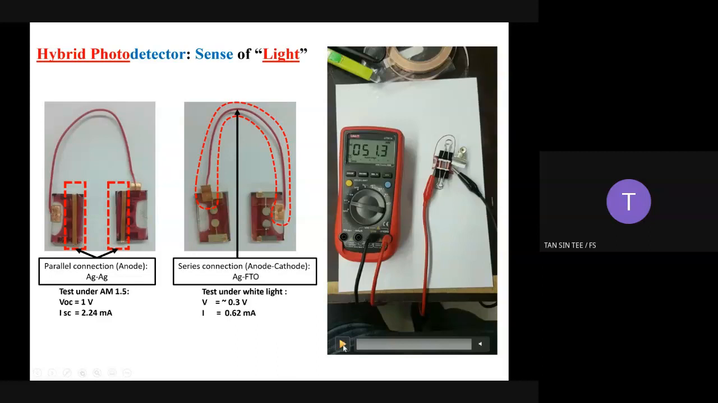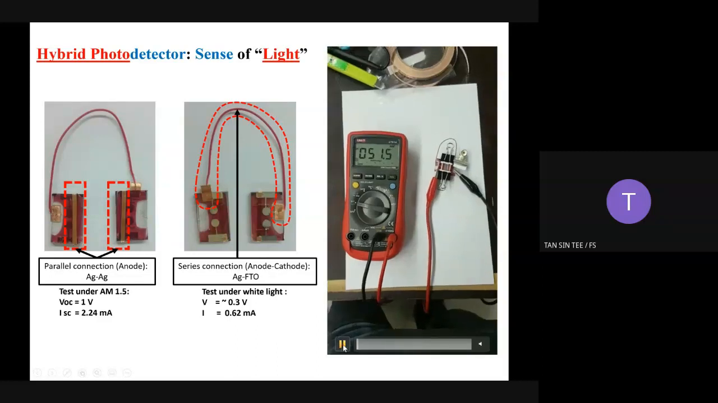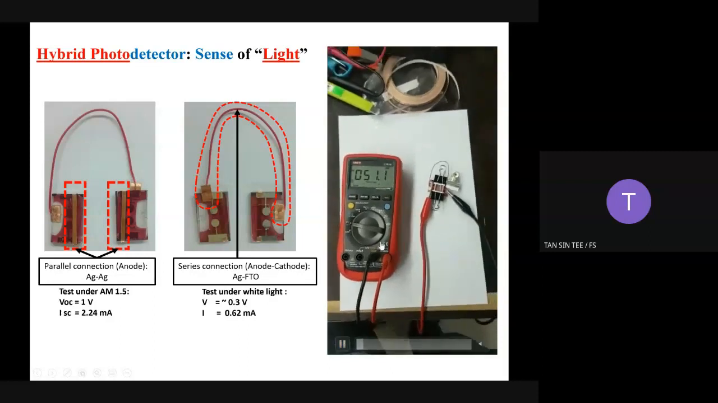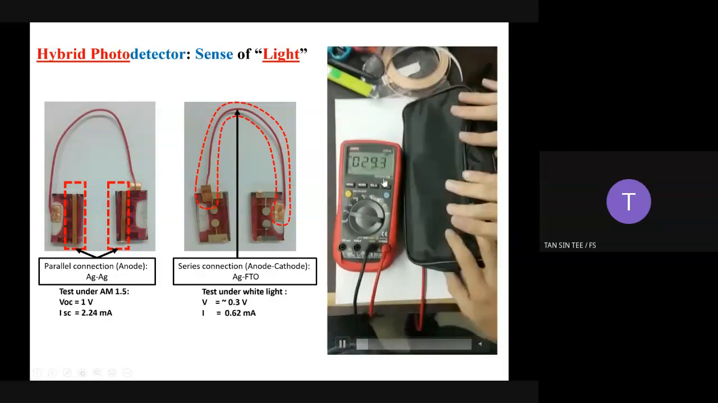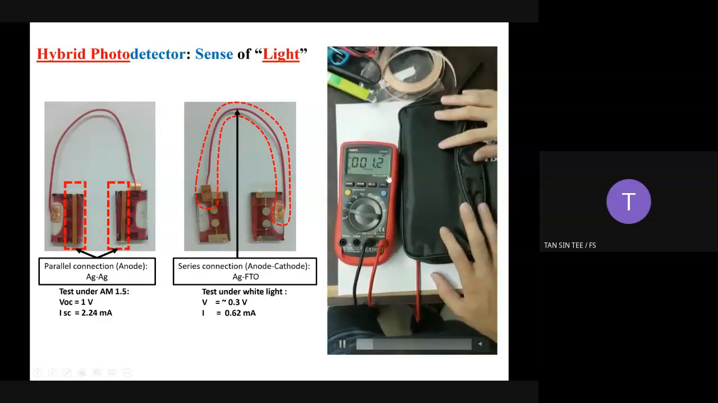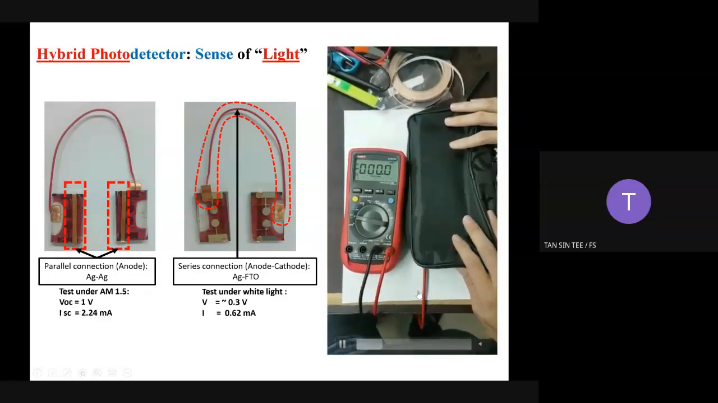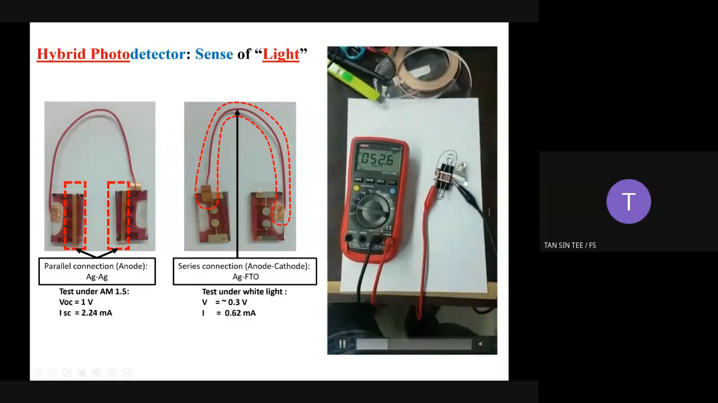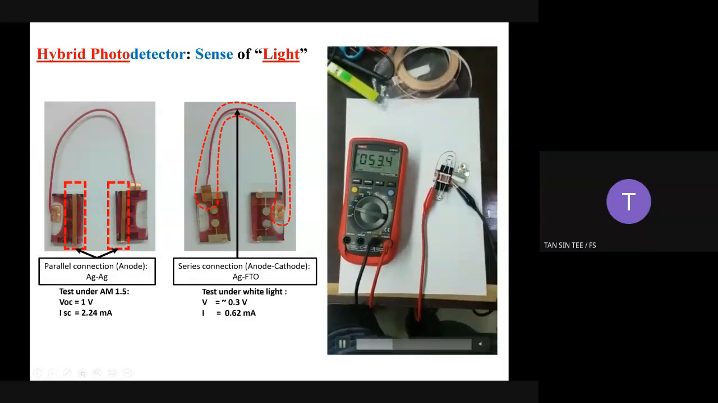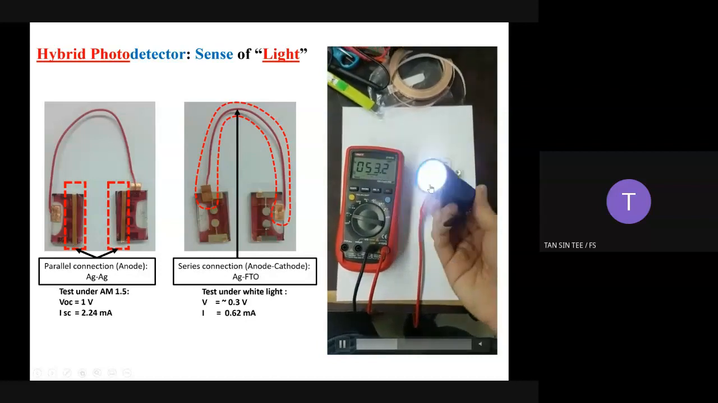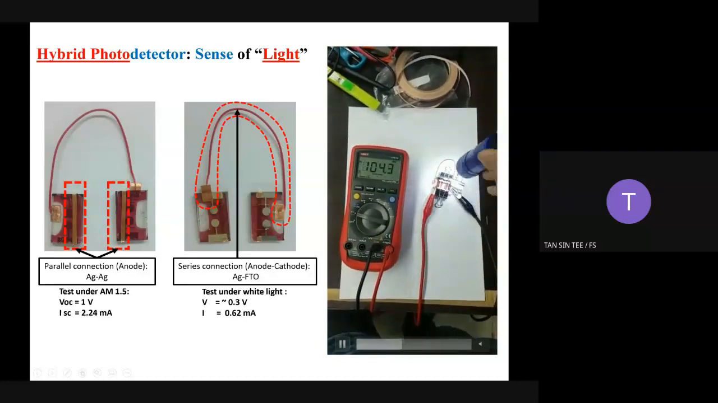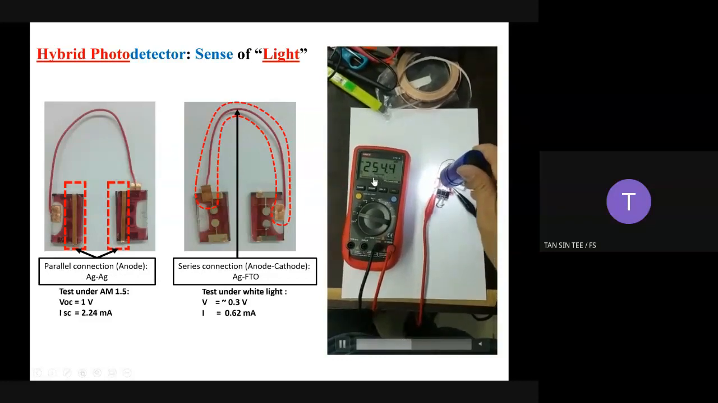So here is one of the short video clips showing you. When we are exposed to the environment, you can see some of the voltage and current appear. But when we close it, there is no current actually generated. After that, we tried to expose our sample to a different kind of light. This one is with the white light. So you observe that the signal is changing.